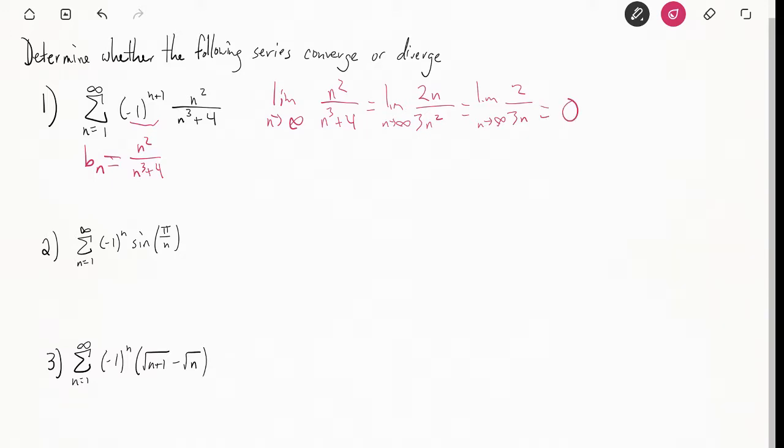Okay? So what happens? We have that. Does it mean this thing is convergent? No. We need to show it's decreasing. So what we'll do is we'll let f of x equal the function x squared over x cubed plus 4. Then what happens? Well, let's look at f prime of x.